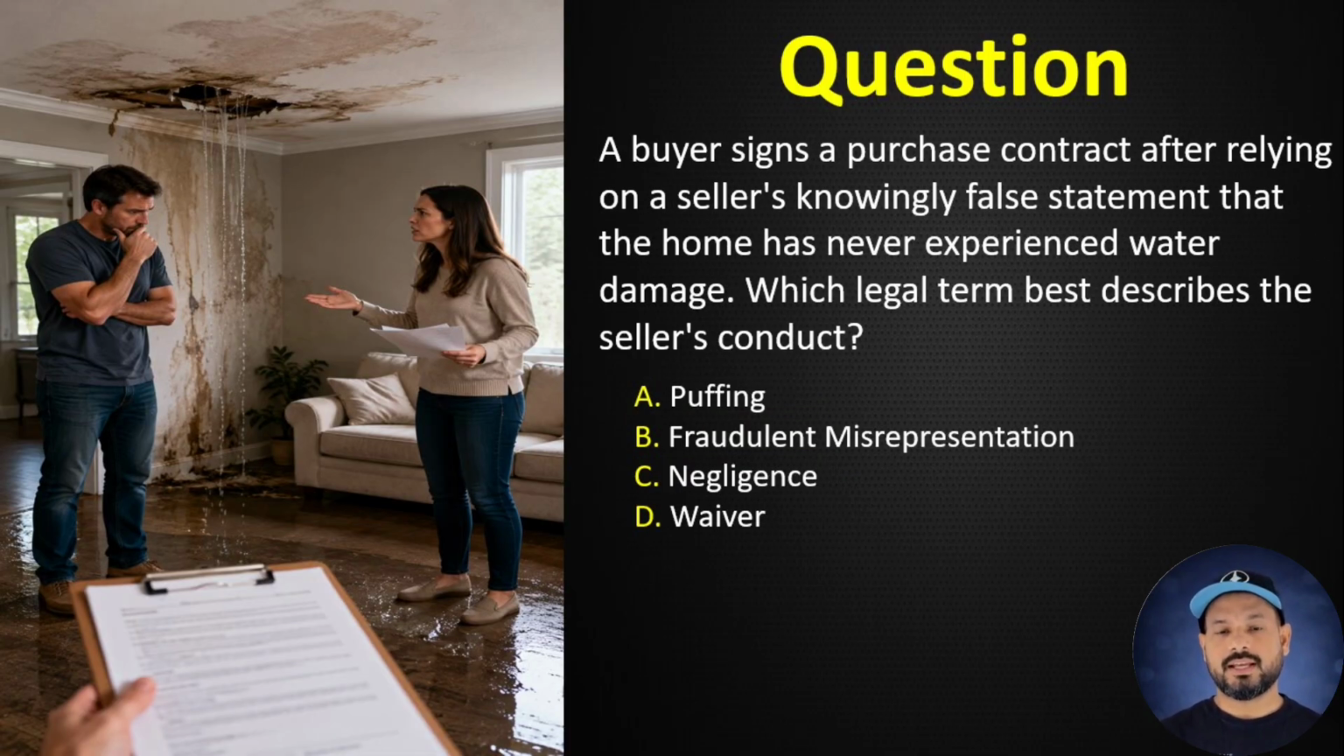Question number 14. A buyer signs a purchase contract after relying on a seller's knowingly false statement that the home has never experienced water damage. Which legal term best describes the seller's conduct? A. Puffing, B. Fraudulent misrepresentation, C. Negligence, D. Waiver. Correct answer, B. Fraudulent misrepresentation. Knowingly making false statements about material facts is fraudulent misrepresentation.